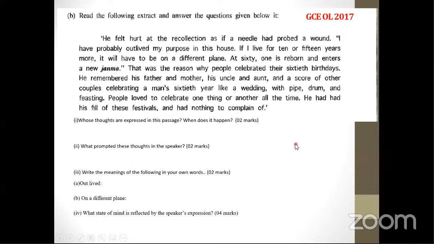This is our first question. I've taken the extract from the 2017 GCE Ordinary Level paper. The question goes: read the following extract and answer the questions given below. I would like you to try the question. You can read the extract and try the questions here. There are 4 parts coming: 1, 2, 3, 4. I'll read out the text for you until you try your answers. If you like, you can drop me a chat. The chat box is open for you.